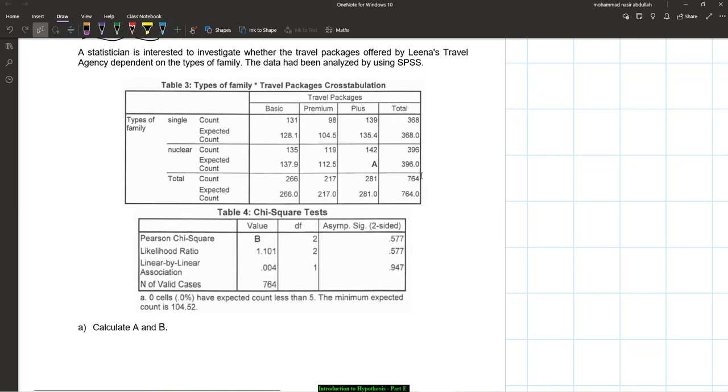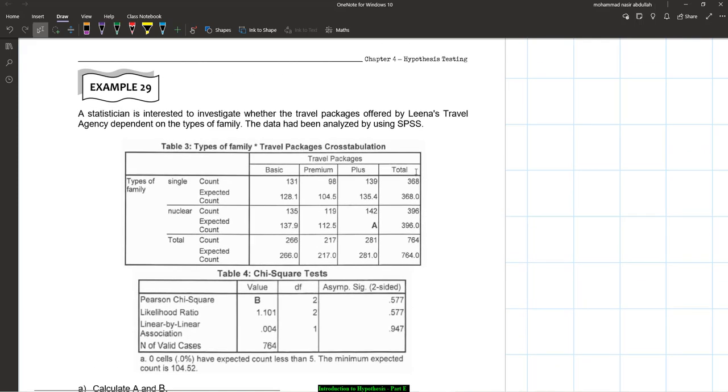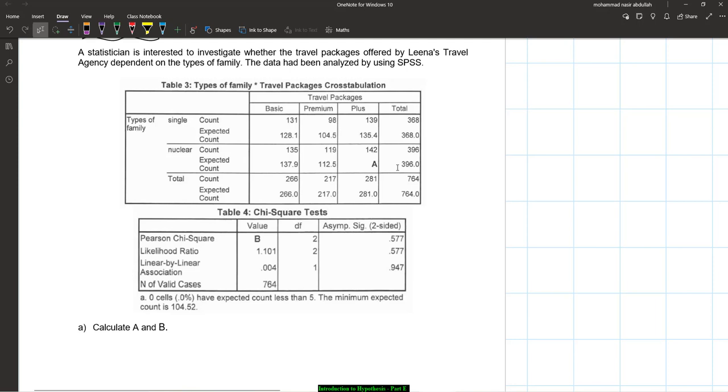So now let's look at example number 29. A statistician is interested to investigate whether the travel package offered by Lina travel agency depends on the type of family. So we have type of family and travel package. For travel package we have basic, premium, plus, and for type of family single and nuclear. There are values not computed in this table, so now they ask us to compute the values of A and B.